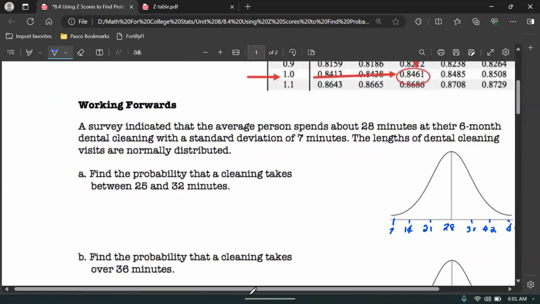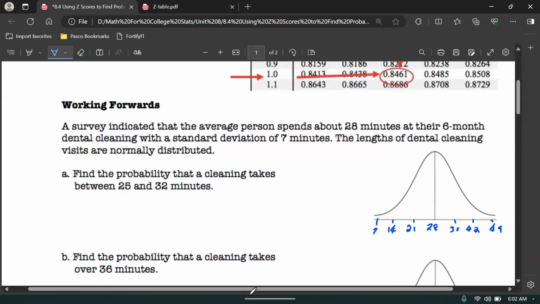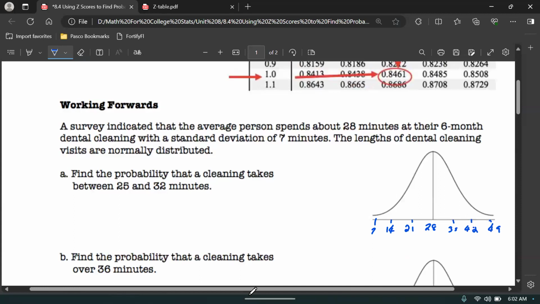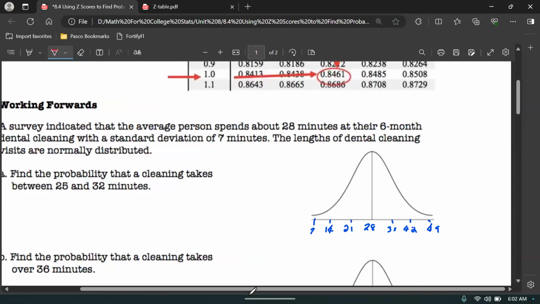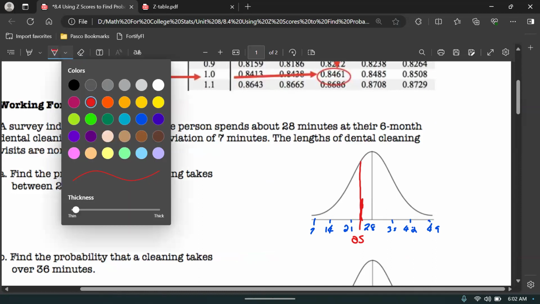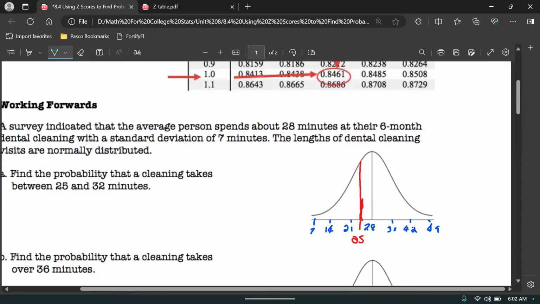Find the probability that the cleaning takes between 25 and 32 minutes. Okay, this will be a fun one. So 25 is somewhere, obviously, between 21 and 28, right around here. That's about where 25 is. And 32 minutes is obviously also somewhere between 28 and 35, so 32 is probably about here. So we're looking for that area in between 25 and 32 minutes.